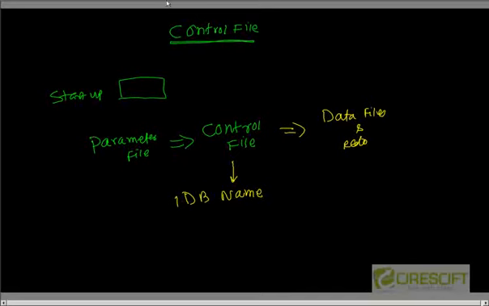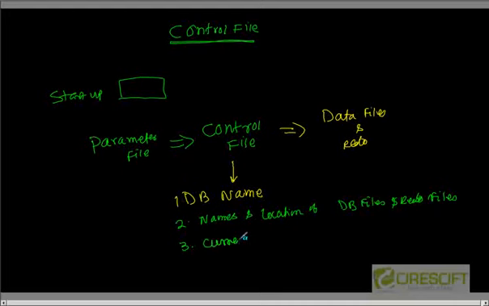The second thing the control file contains is the names and locations of data files and redo files. Number 3 is the current log sequence number. Number 4 is the database creation time, when the database was created. And number 5 is the checkpoint information.